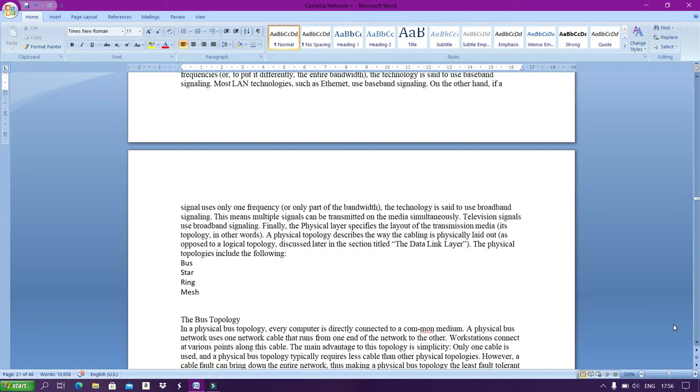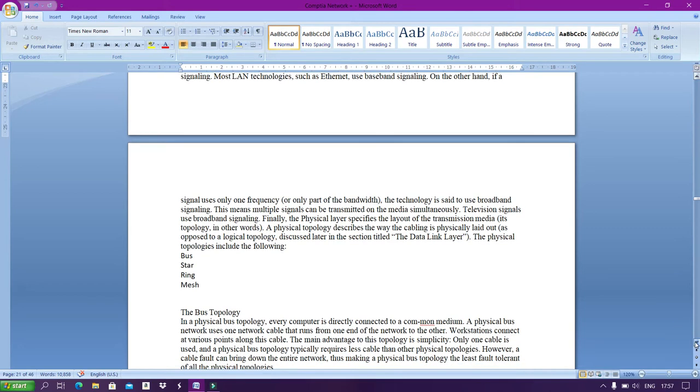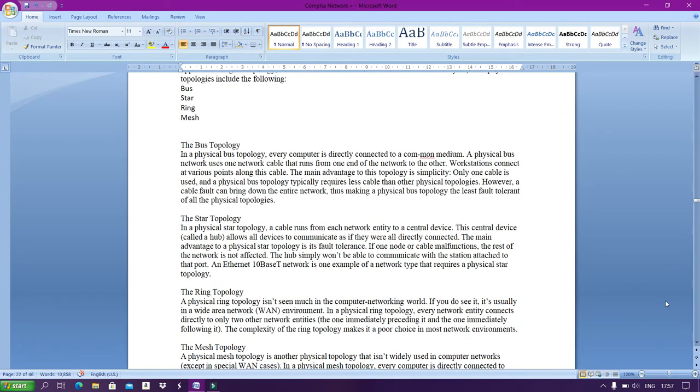Finally, the physical layer specifies the layout of the transmission media. A physical topology describes the way the cabling is physically laid out, as opposed to a logical topology, discussed later in the section on the data link layer. The physical topologies include the following: bus, star, ring, mesh.